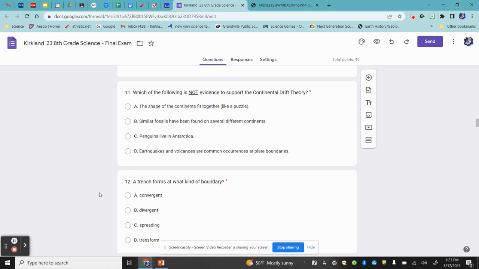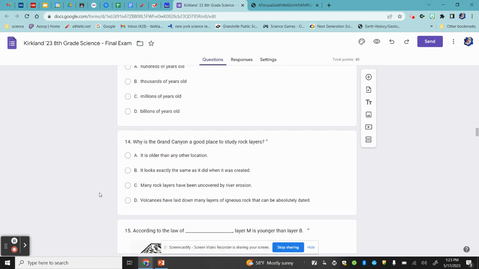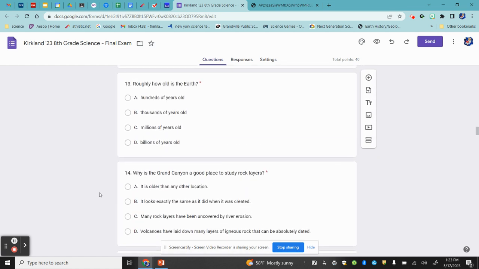12, a trench forms at what kind of boundary? A, convergent. B, divergent. C, spreading. D, transform. 13, roughly how old is the Earth? A, hundreds of years old. B, thousands of years old. C, millions of years old. D, billions of years old.